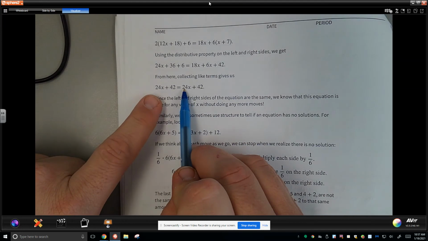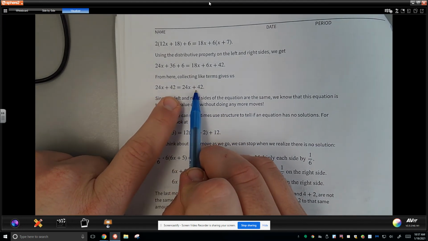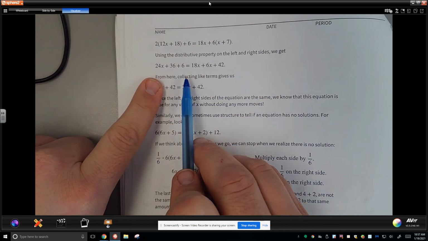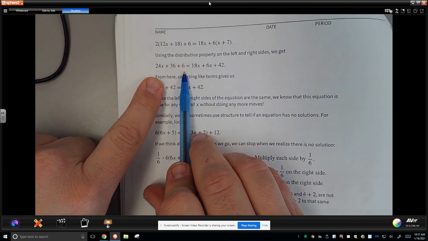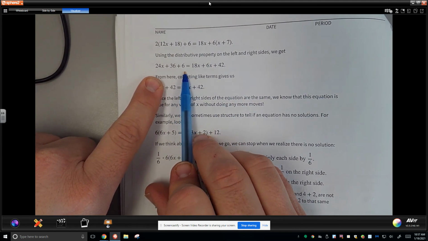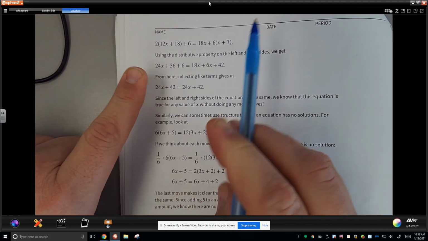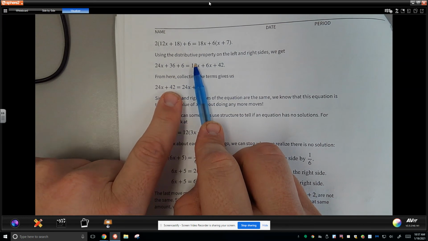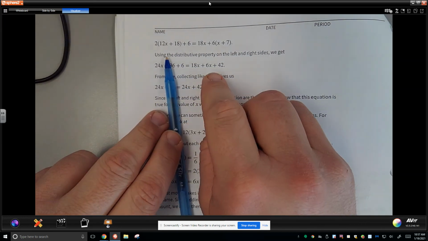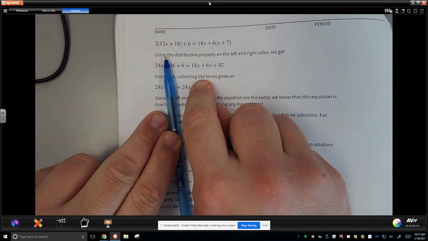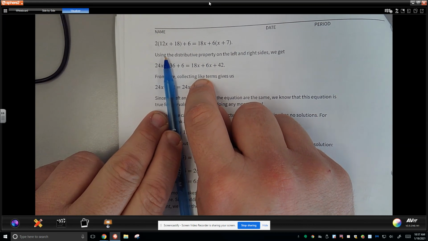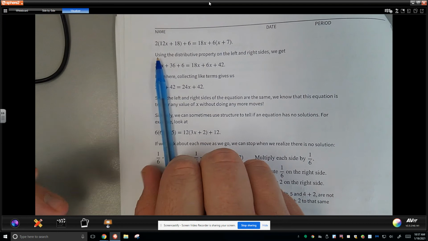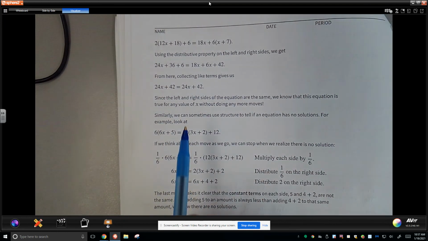We see the exact same coefficient and the exact same constant. If I were to eliminate the coefficient, I get a true solution. 42 is equal to 42. If I eliminated the 42 from both expressions, I get 24 times x on both expressions, which we know that the product of 24 and x is always going to be equal to the same. I get the exact same thing no matter where I go.